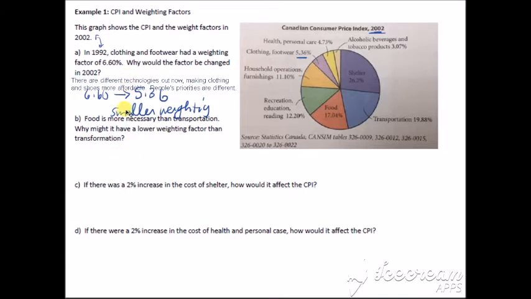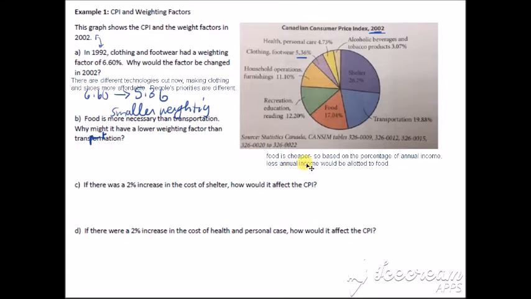Okay, I hope you can see that. Food is more necessary than transportation. Why might it have a lower weighting factor than transportation? An example of this is that it's cheaper. So hold on, food is cheaper. Based on the percentage of annual income, less annual income would be allotted to food.